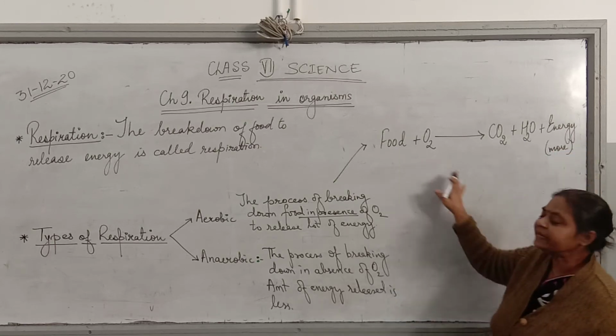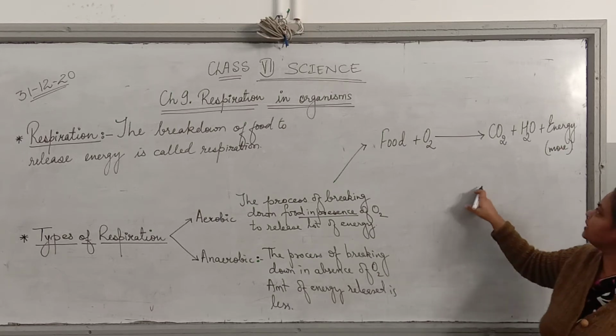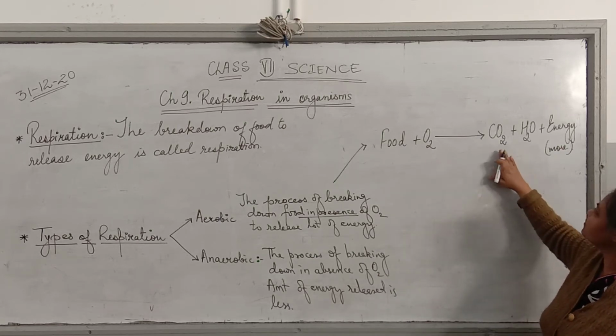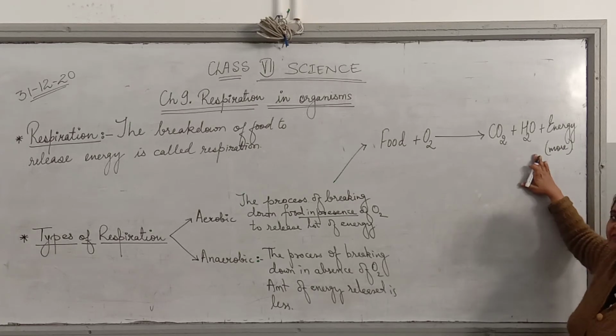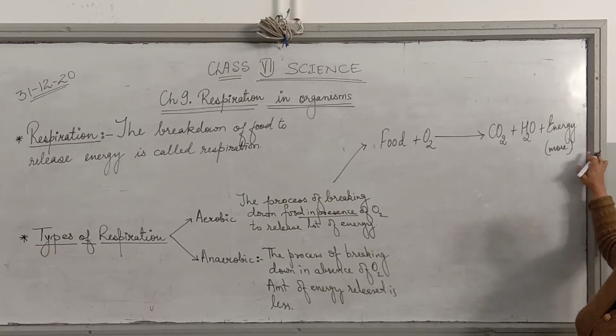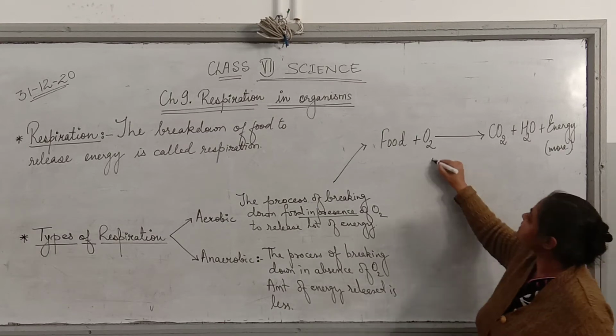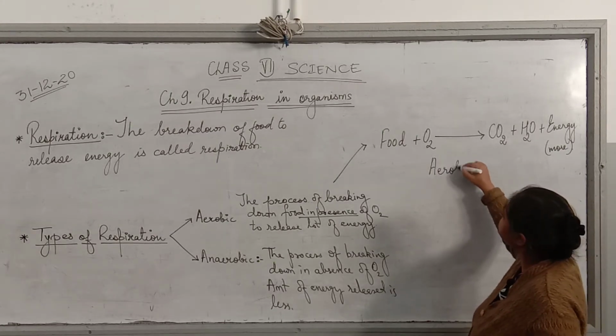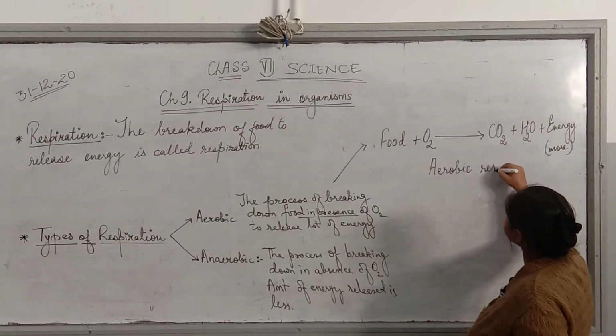Okay. Food is completely broken down in presence of oxygen to produce carbon dioxide, water, as when we breathe out along with carbon dioxide, water vapor is also released, and energy is produced. So this is the equation for aerobic respiration.